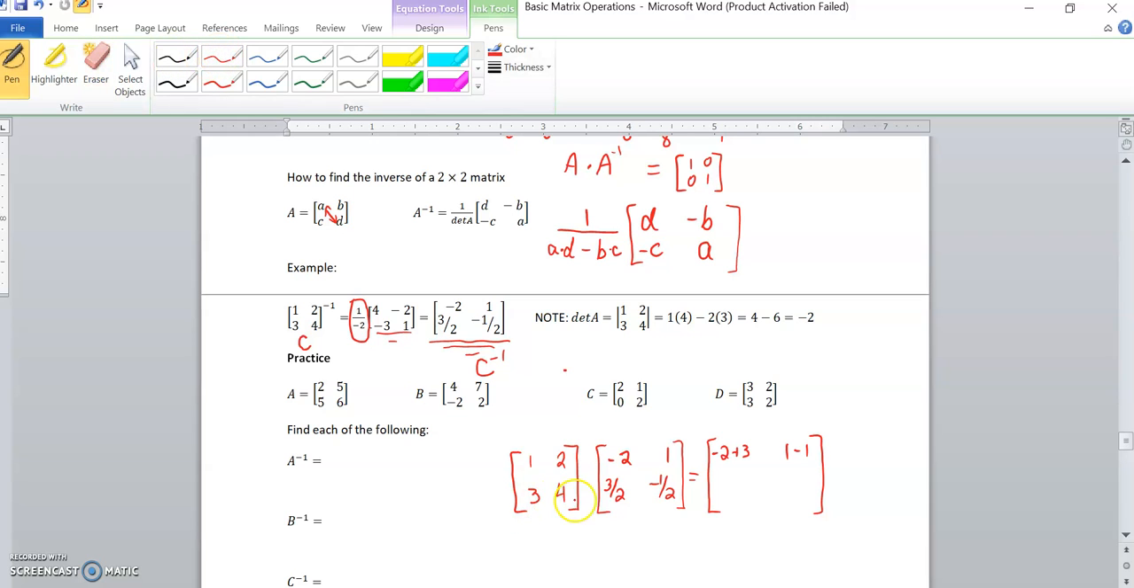Then we go to our second row, first column. We say 3 times negative 2, negative 6. And then we've got 4 times 3/2, that's 12/2, or plus 6. Then second row, second column, 3 times 1, plus 4 times negative 1/2, so minus 2. Negative 2 and 3 is 1. 1 minus 1 is 0. Negative 6, 6, 0. 3 minus 2 is 1. So we can confirm exactly that.